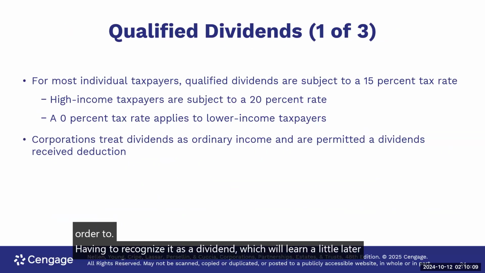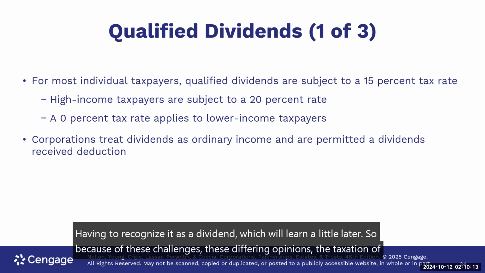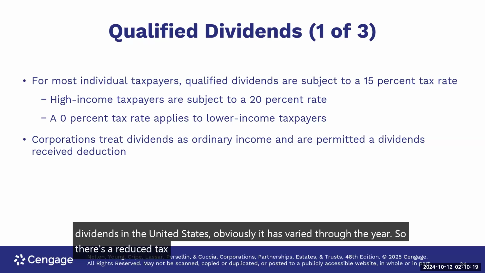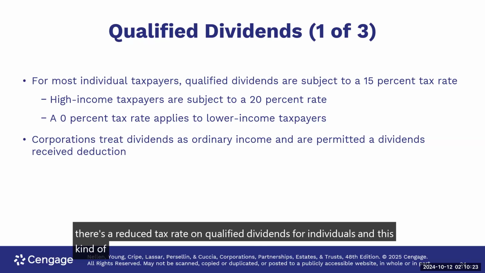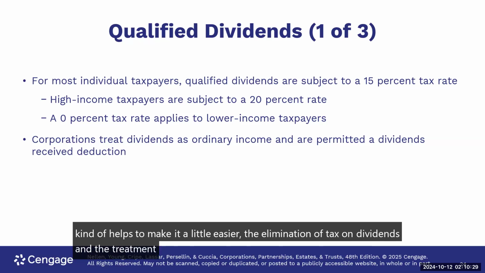So because of these challenges, these differing opinions, the taxation of dividends in the United States, obviously, has varied through the years. So there's a reduced tax rate on qualified dividends for individuals. And this kind of helps to make it a little easier, the elimination of tax on dividends and the treatment of dividends as ordinary income.